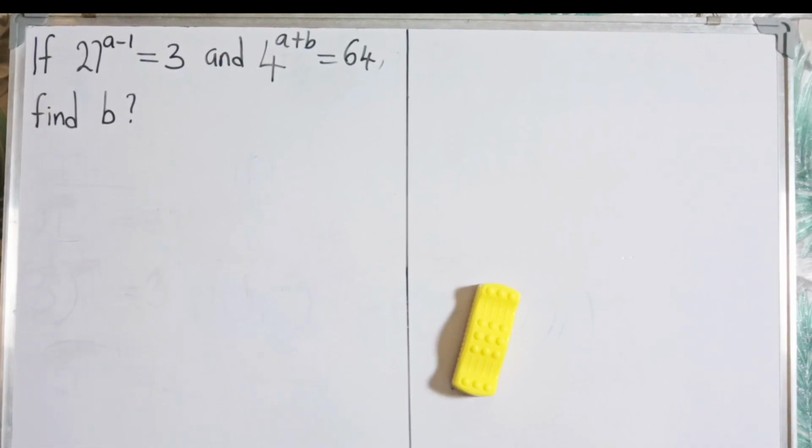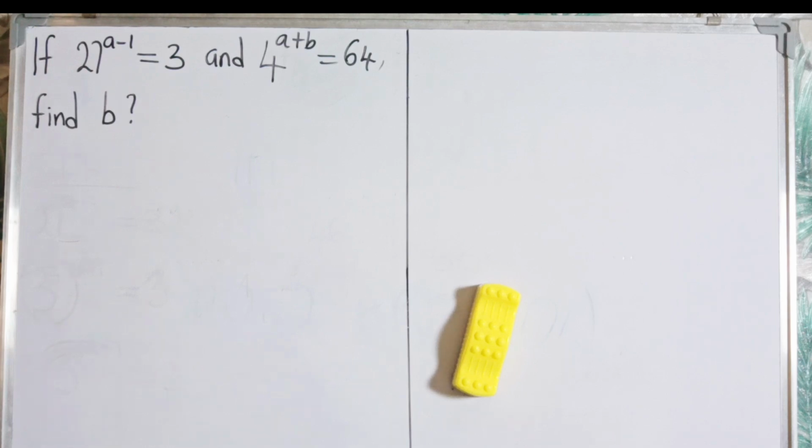Today I have a tricky maths puzzle for you. And the question is, if 27 raised to power a minus 1 is equal to 3, and 4 raised to power a plus b is equal to 64, find b. So we are asked to look for the value of b in this question. Now, can you find b before I reveal the answer?